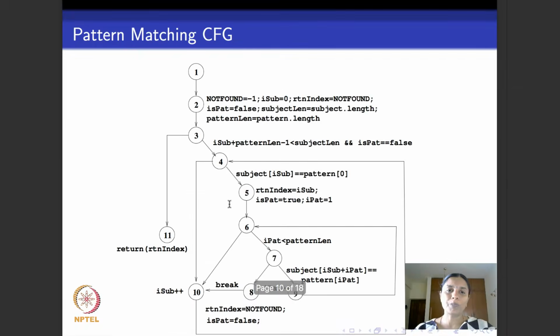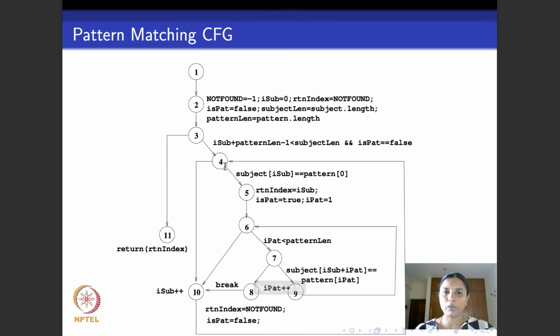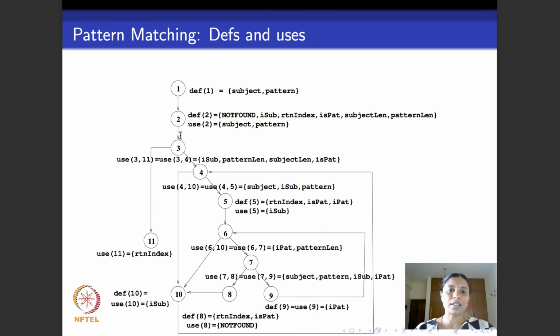So what do I do? Just to recap, we have a program like this. We define the control flow graph corresponding to the program. From the control flow graph, I can take the basic control flow structure and instead of augmenting with statements, I augment it with defs and uses of all the variables, right? So is it clear how to do it?